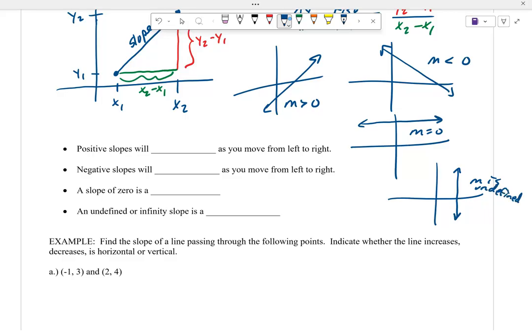You'll see that when you run through finding a few of these slopes. So the positive slopes will increase as you move left to right. Negative slopes will decrease as you move left to right. Slope of 0 is a horizontal line. And then an undefined slope is a vertical line because we can't divide by 0. Our x2 minus x1 on the bottom is 0.